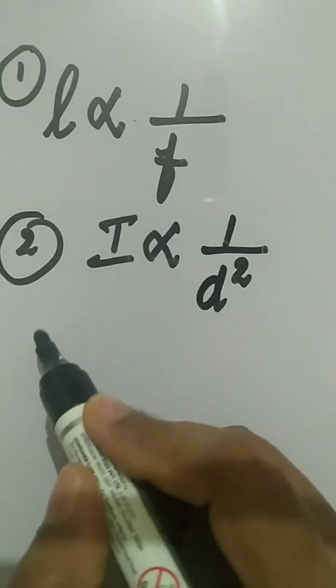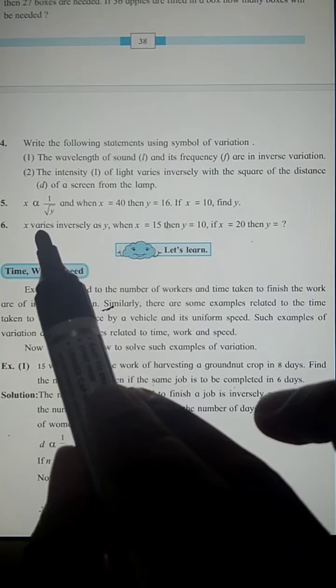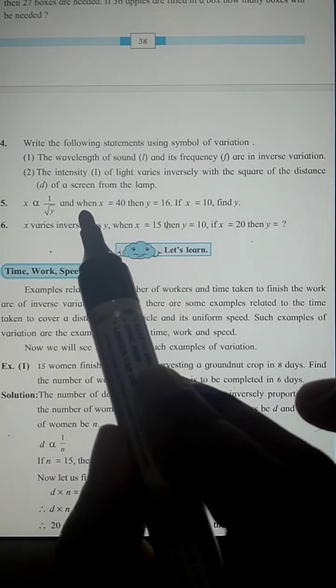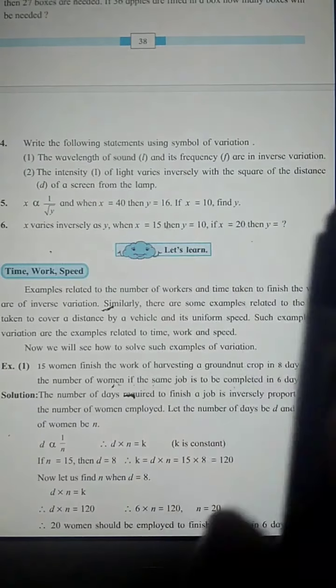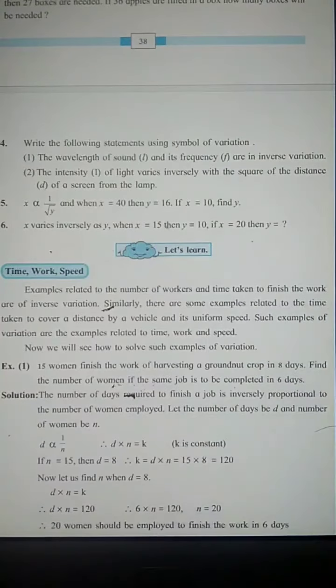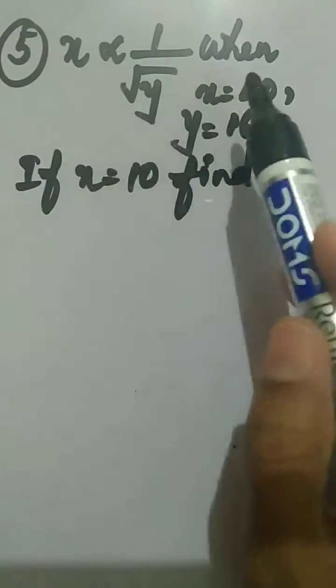Okay. Now let's go on to the next question. X varies inversely to root of y. When x is 40, y is 16. If x is equal to 10, find y. Okay, so let's copy the question. So this is the question. X varies inversely to root of y.